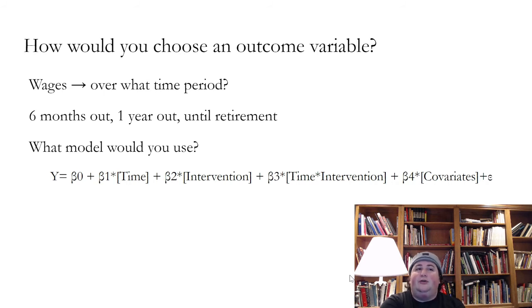What model would you use? Beta zero, you would use this, right? You would have this interaction term. Again, if you're unclear about interaction terms, you'll go back and look at the earlier video. And again, this is why we watch videos until the end, right?